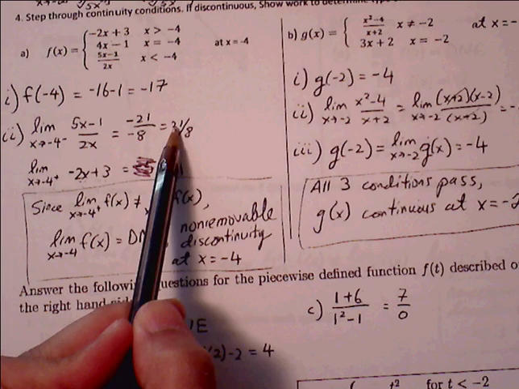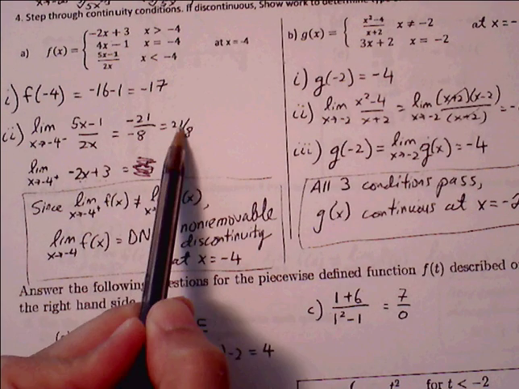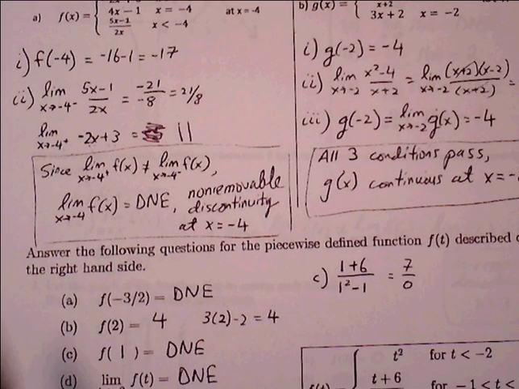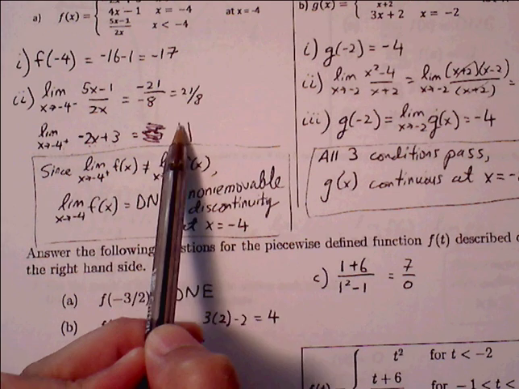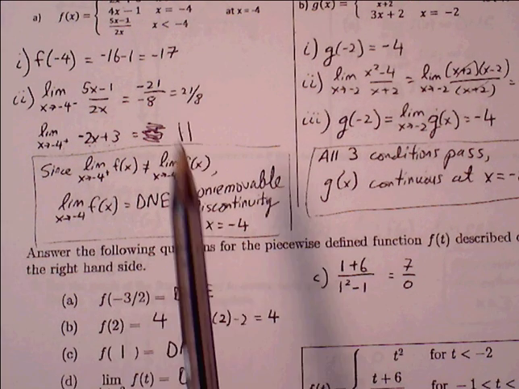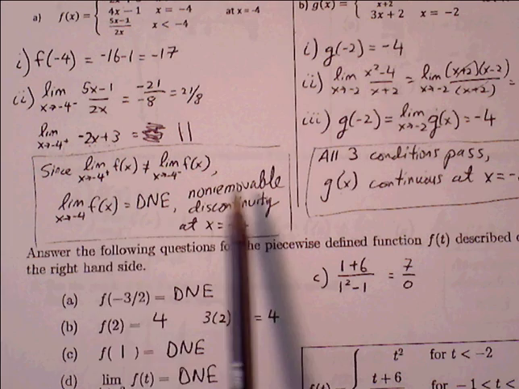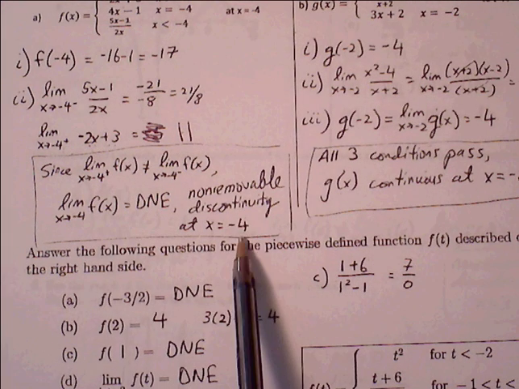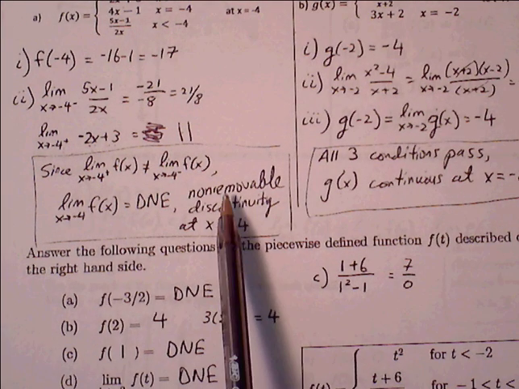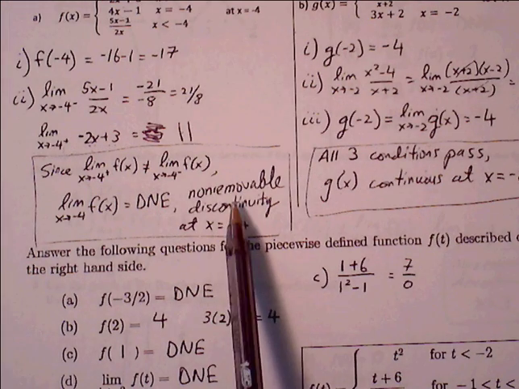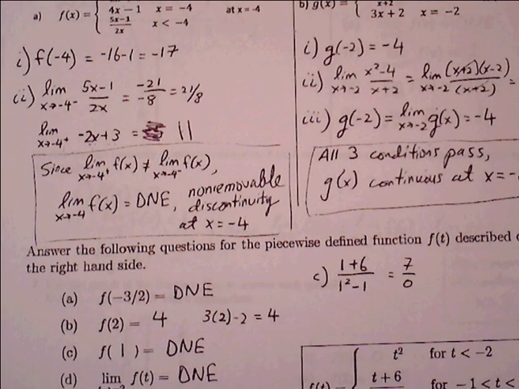Now notice that these one-sided limits do not agree, and because they don't agree, we know there's a disconnect. We know this is going to be a jump discontinuity, a non-removable discontinuity. So therefore, since the limit doesn't exist, the function is not continuous because the second condition fails.